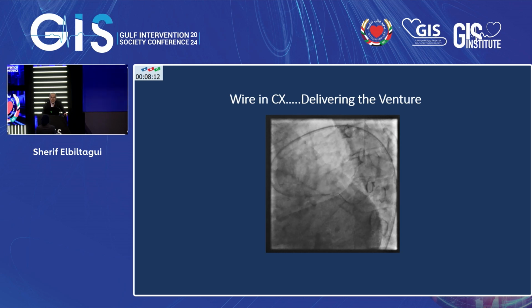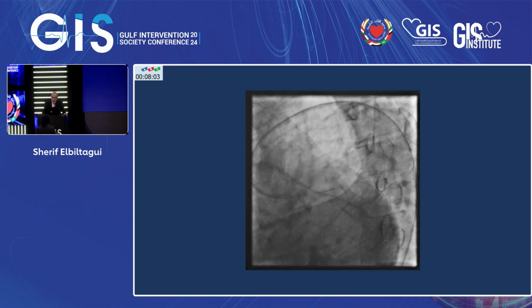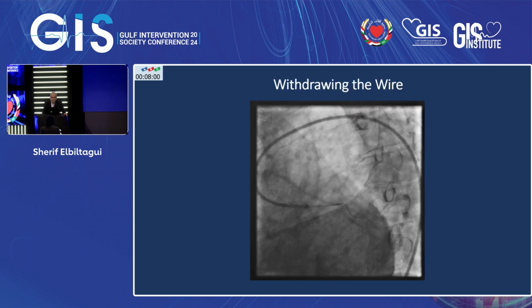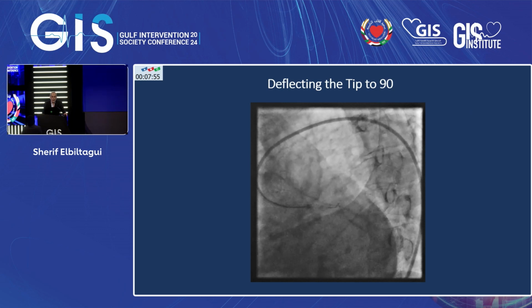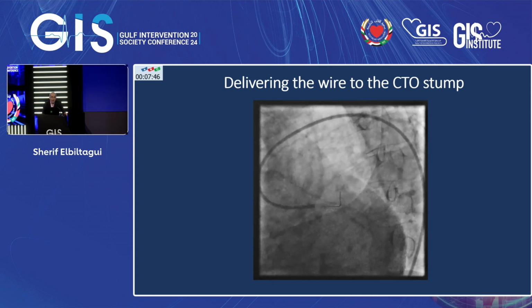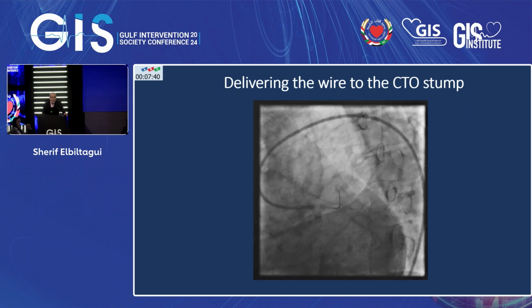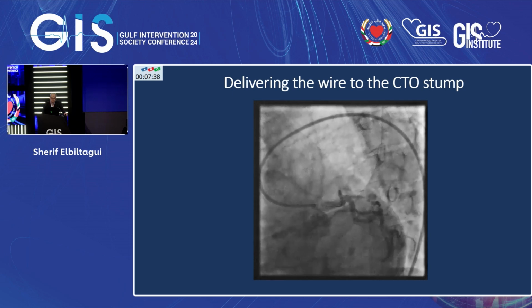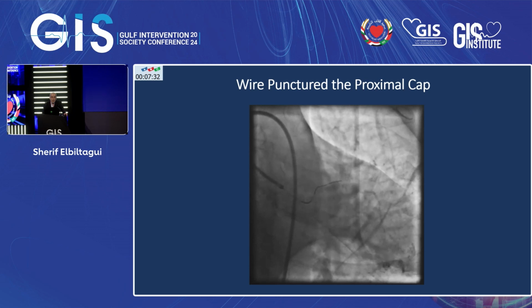So I just left the wire in the CX and then introduced the Venture microcatheter to the distal left main, removed the wire, and then deflected the tip of the microcatheter to 90 degrees, and then again reintroduced my workhorse wire, and now it's very easy, directed towards the LAD stump, towards the LAD angle, and then to the CTO stump, and it even penetrated the stump easily, supported by the Venture microcatheter.